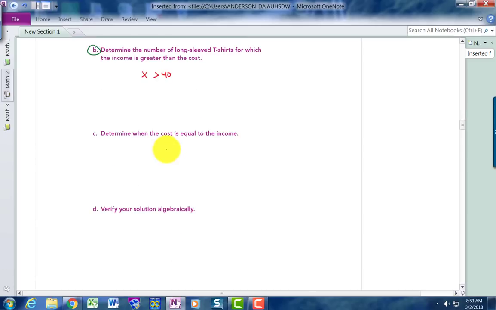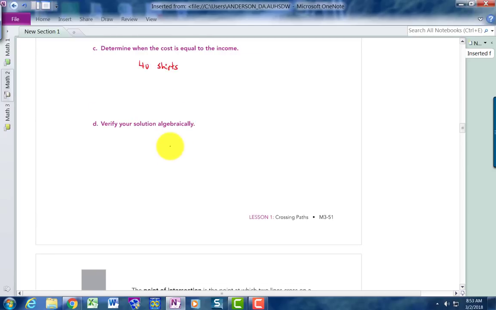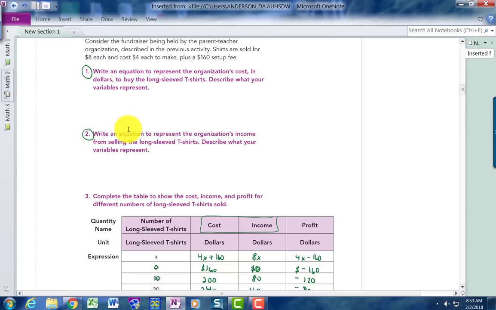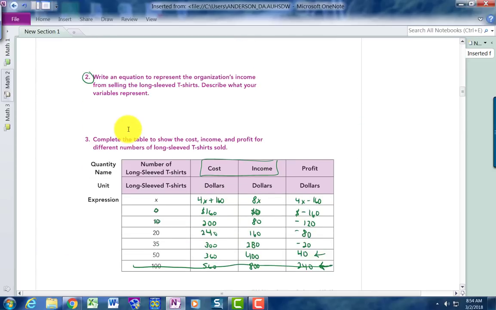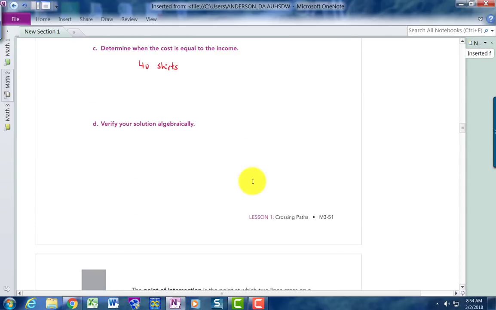And then when are they equal? Well, we've solved that in the getting started portion, 40 shirts. Okay, and we can verify that algebraically like we did before, but there's another way to do it as well. Recall, let's go back to our actual equations. One was y equals 4x plus 160. The other one was y equals 8x. I'm going to write these down here.